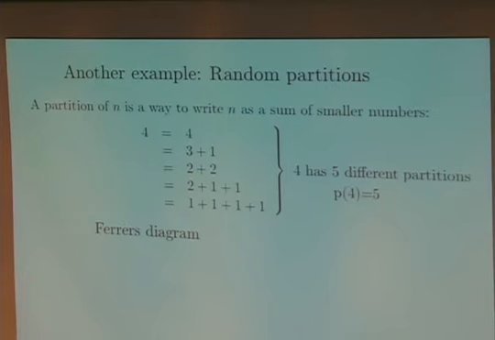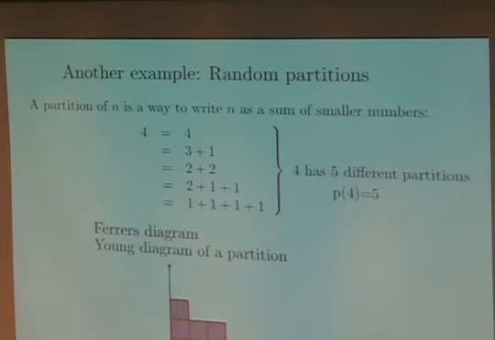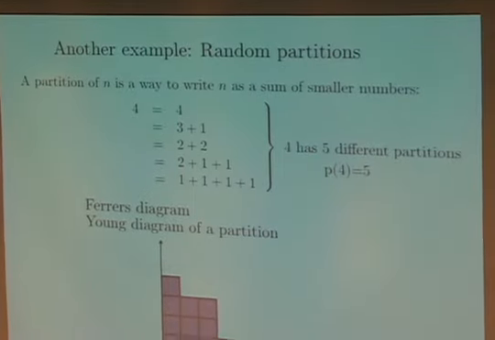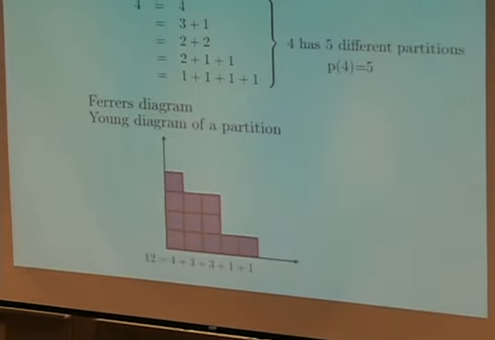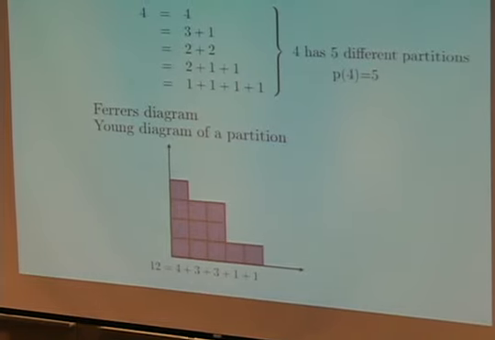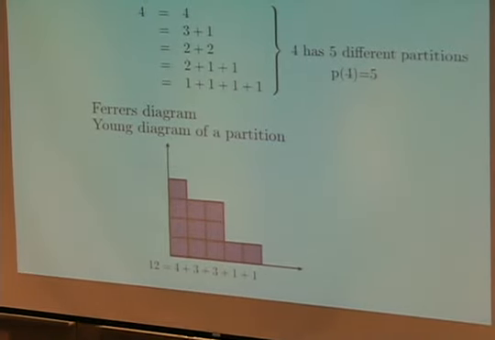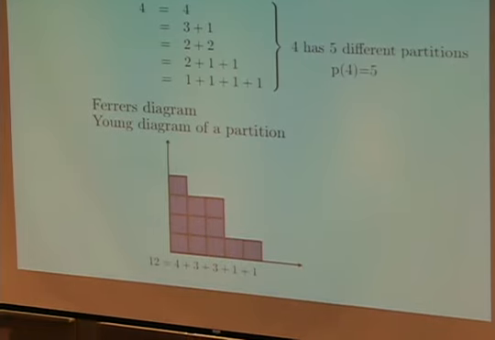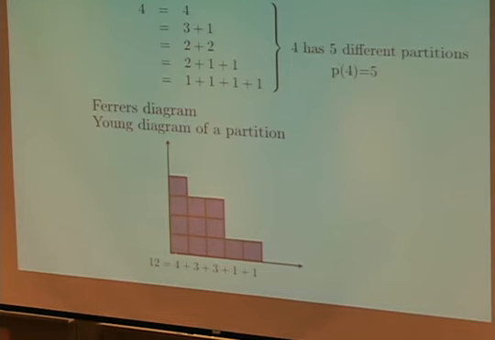And you can make a picture, a diagram of a partition, called a Ferrers diagram or a Young diagram, and it's just a sort of histogram of the partition. You think of it as a stack of squares in the positive quadrant. The height of the first column is the first element in your partition, then the height of the second column is the second element, and so on. And the total volume, the total number of squares, is the n for which this is a partition.